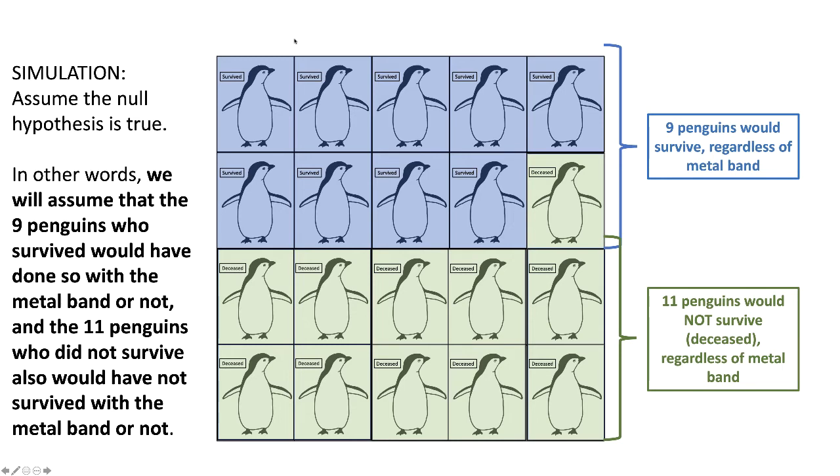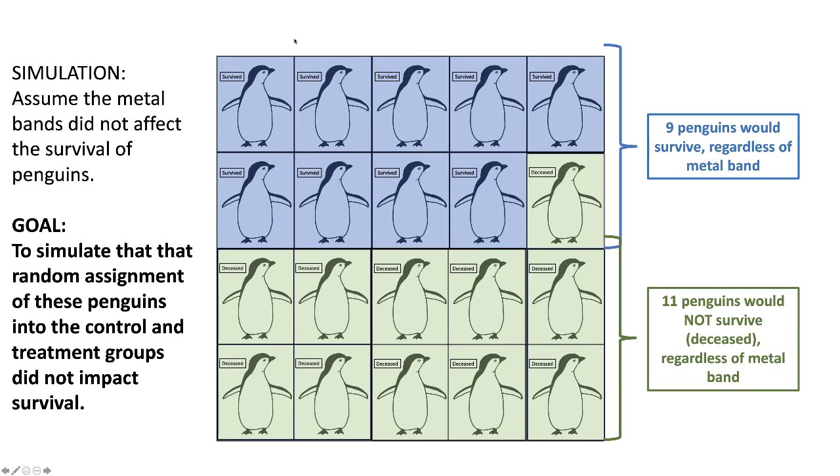So I've marked those 11 penguins as deceased. And I've also color-coded them with a green card just to help us distinguish between survived and did not survive. Notice that none of these penguins have a metal band. That is because I'm assuming that the metal band did not affect the survival of penguins. In the simulation, our goal is to simulate that the random assignment of these penguins into the control and treatment groups did not impact survival. Let's see how the simulation works.